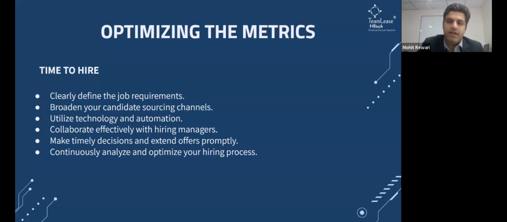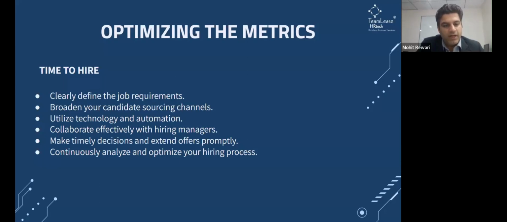Now, if we come to time to hire, this metric measures the average time taken to fill a job vacancy, from the moment it is open till the candidate is hired. So basically, it helps you assess the efficiency of a recruitment process and identify any bottlenecks. And for those bottlenecks, if they're creating delays that are beyond the control of automation, then we need to address how they are handled.